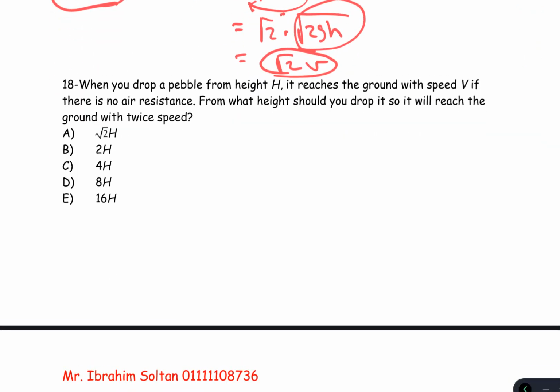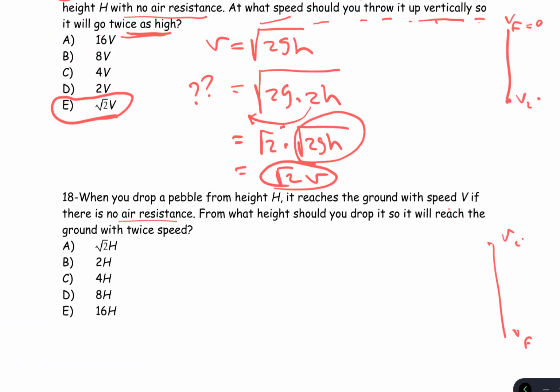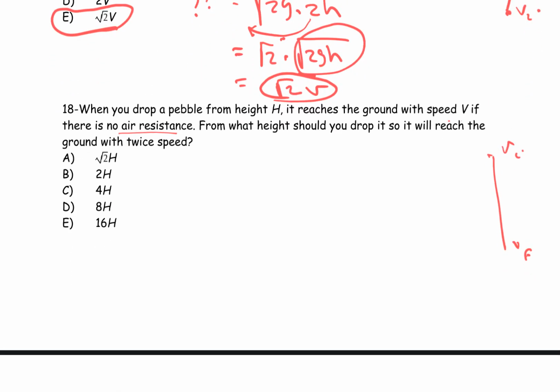Let's move to the next. When you drop a pebble from a height h, it reaches the ground with speed v. Here is v initial and v final. If there is no air resistance, when you drop, got it? Drop. So v initial equals 0. So v equals square root of 2gh. It reaches the ground with v.